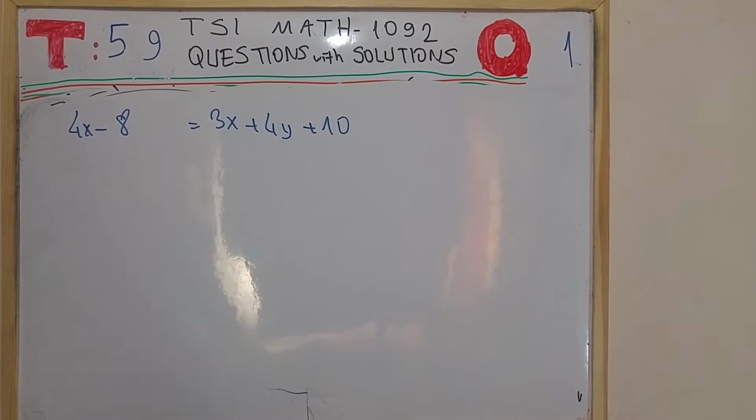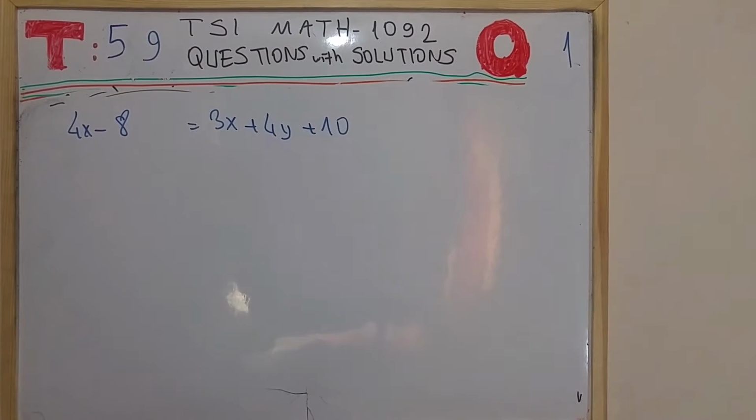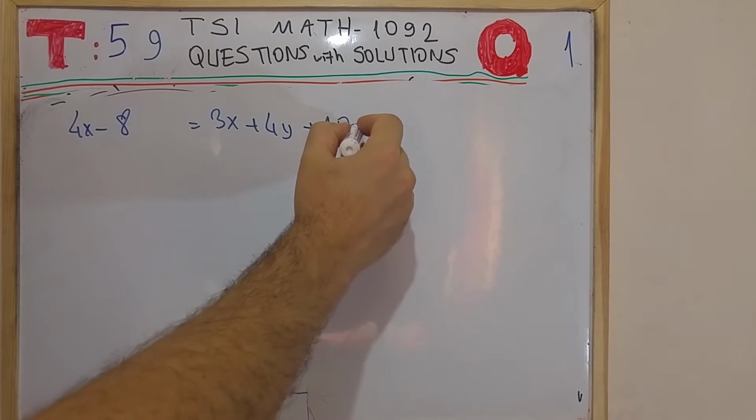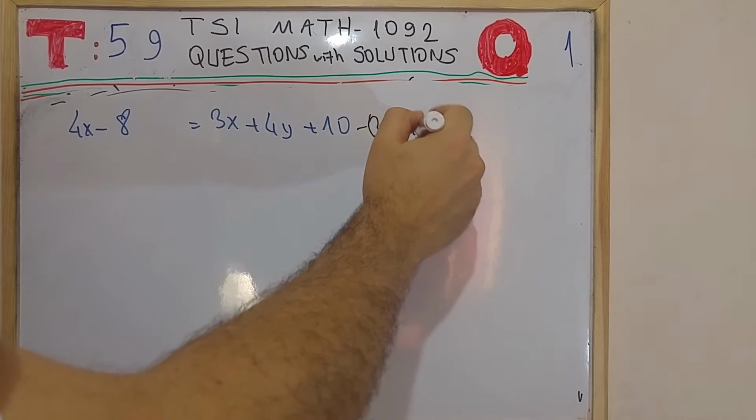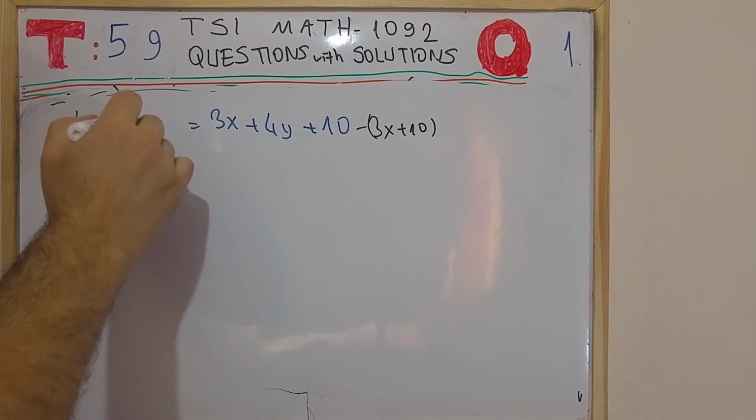Find out y in terms of x. So let's leave y alone by subtracting 3x and 10 from each side.